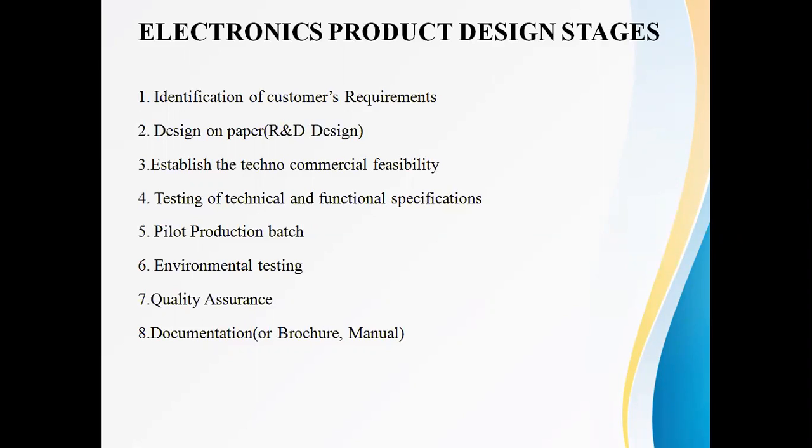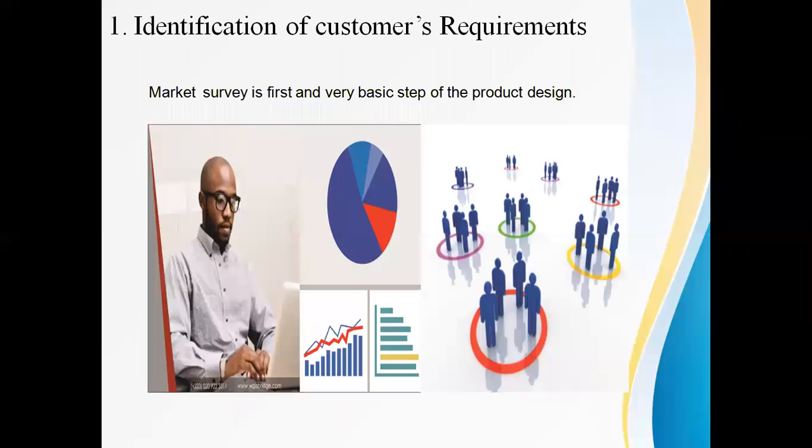Second one is design on paper. Third one is establish the techno-commercial feasibility. Fourth one is testing of technical and functional specification. Fifth one is pilot production batch. Sixth stage is environmental testing. Seventh one is quality assurance. Eighth one is documentation. So we will study one by one in detail.